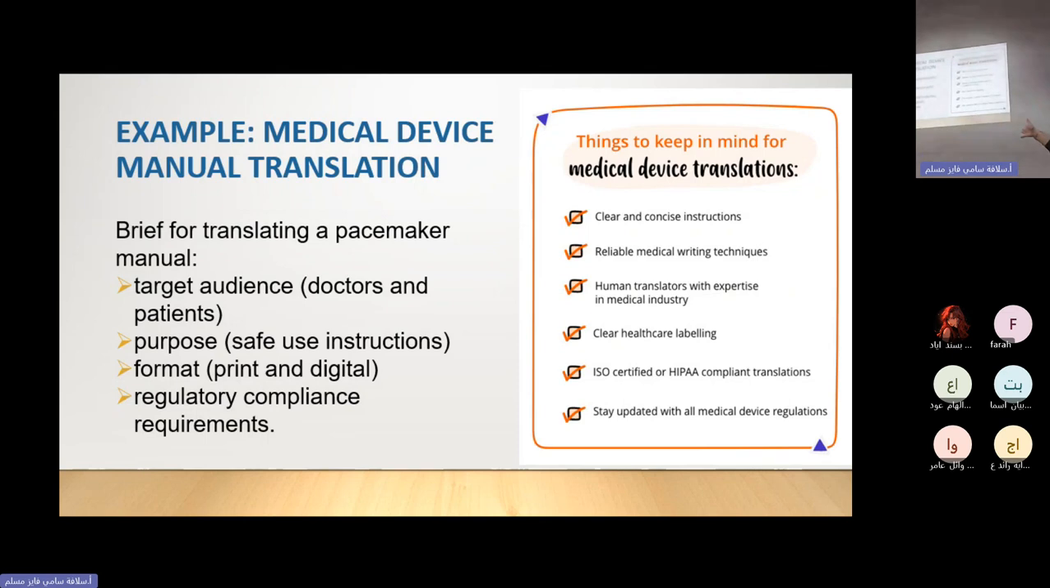Okay? Stay updated, as we said, with all medical regulations. Okay? So, this is only an example. Don't sweat it. I just want to show you how important it is for translators to be specialized in something specific. If we take, for example, medicine, you have to be aware of all these things before starting your translation procedure. Okay?